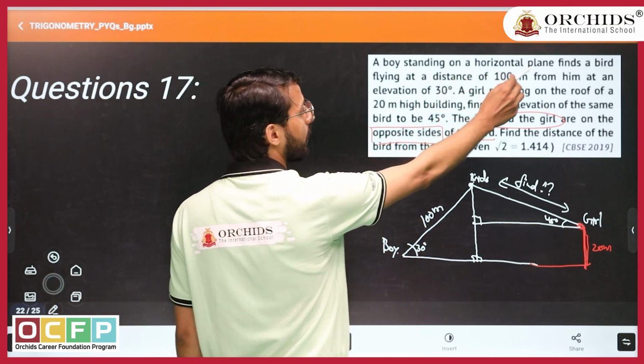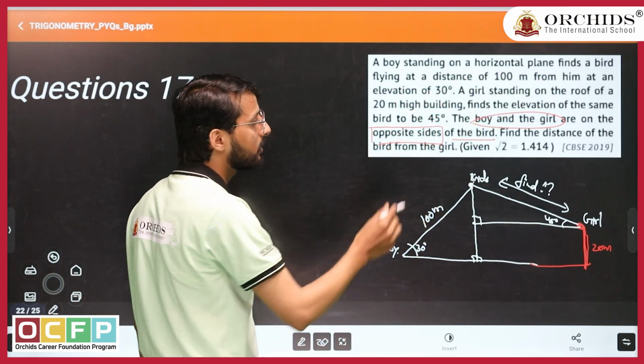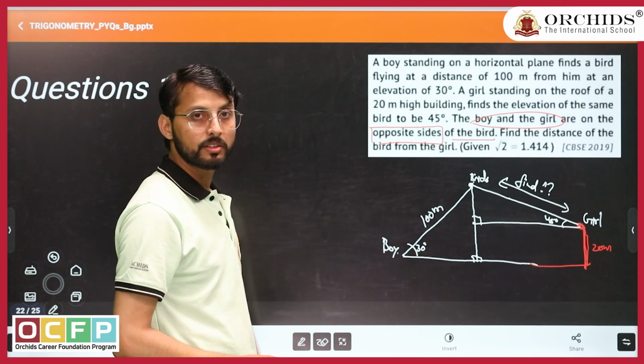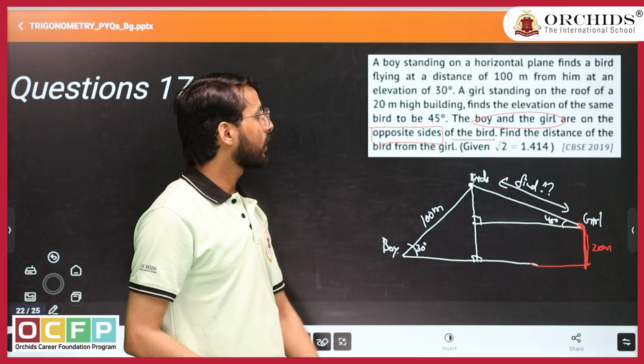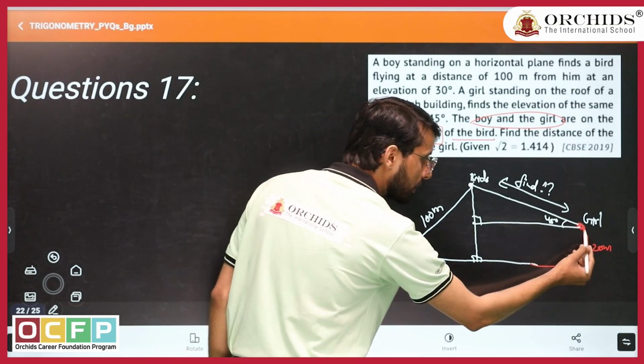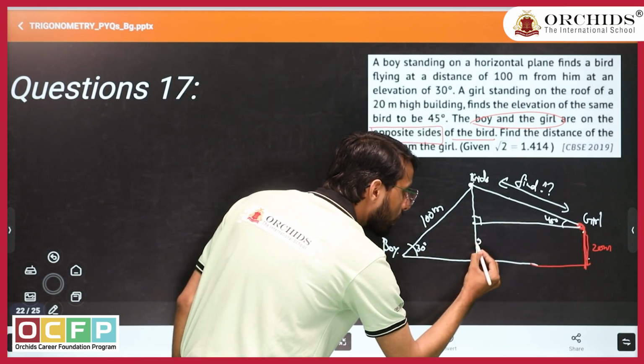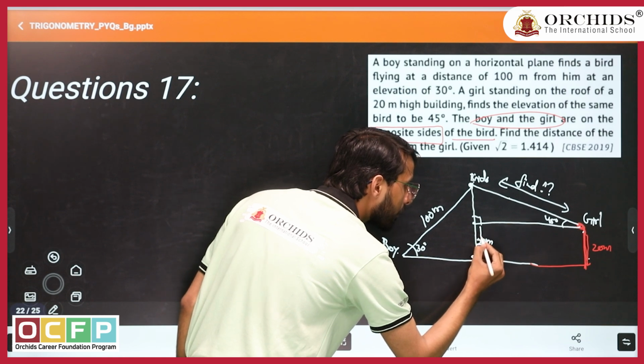A boy standing on a horizontal plane finds a bird flying at a distance of 100 meter. So this length we know. Angle of elevation we know. And a girl is standing on the roof of a 20-meter high building. If this is 20 meter, this should also be 20 meter.